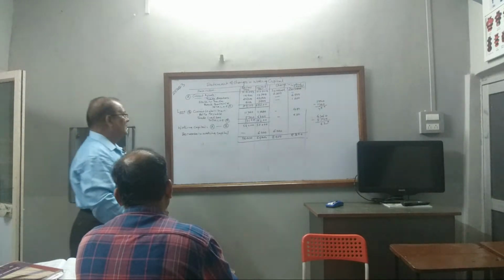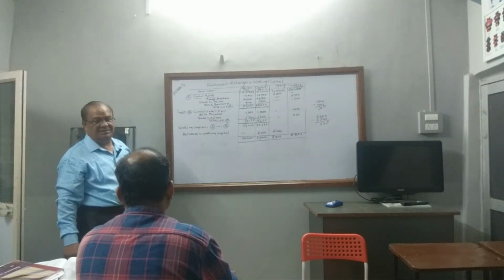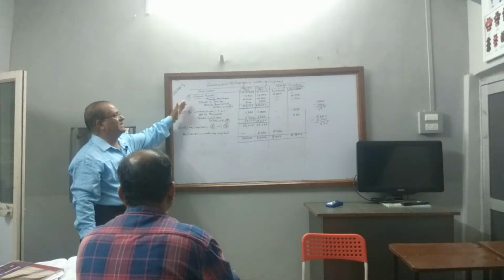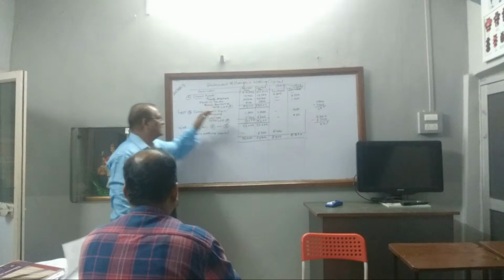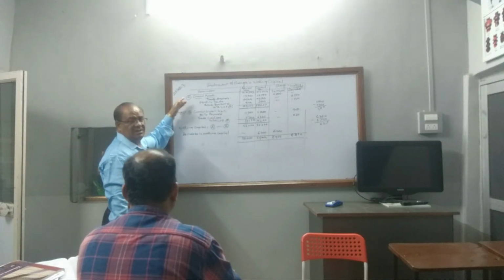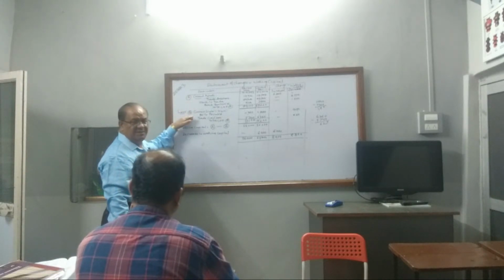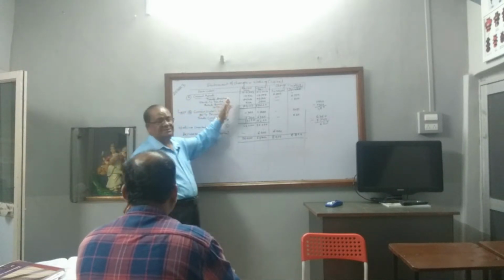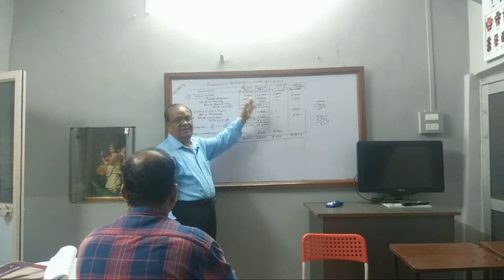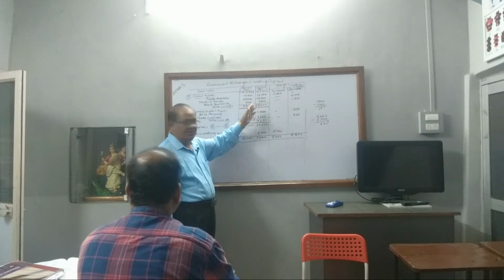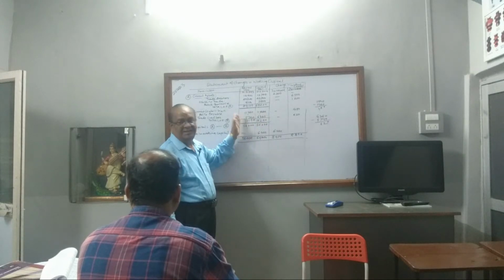They can ask you to prepare a schedule of changes in working capital. First you take previous year, current year, changes in working capital, increase, decrease. First will be current assets on the asset side, and then current liabilities on the liability side. Comparing previous and current years, for an asset increase, write in the increase column. For a liability decrease, write in the increase column. If a liability increases, write in the decrease column.